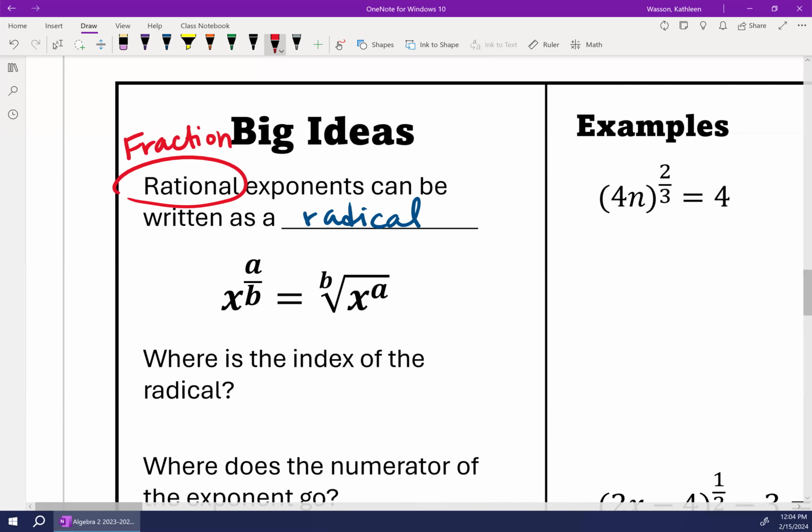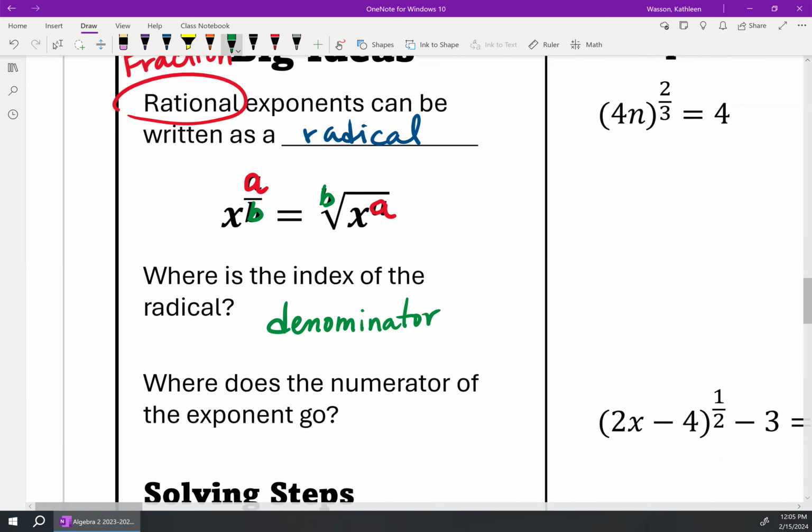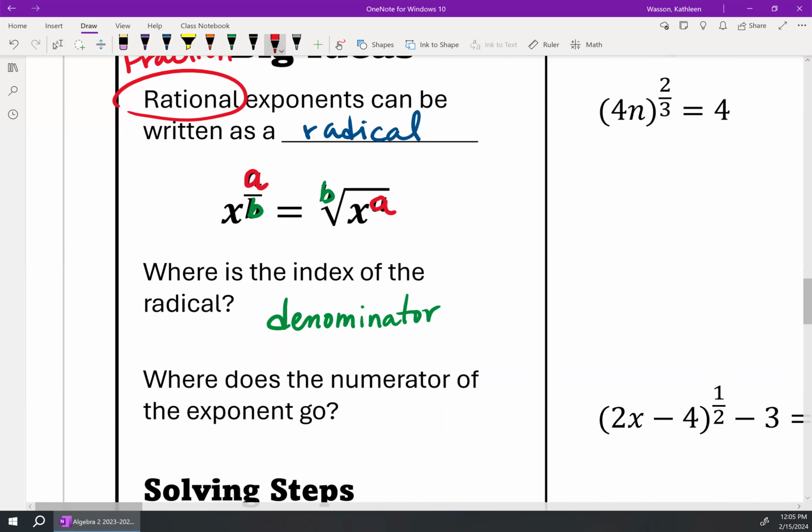X to the a over b power: the numerator goes as an exponent inside the radical, and the denominator is your index. So here, where does the index of the radical go? The index becomes the denominator of the fraction. And where does the numerator for the exponent go? Well, it stays an exponent, but it's inside the radical.